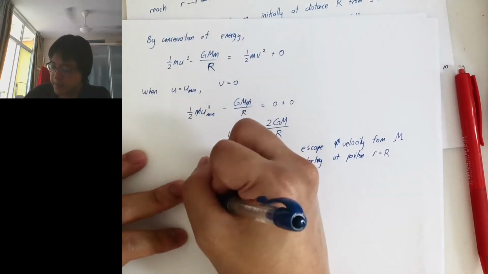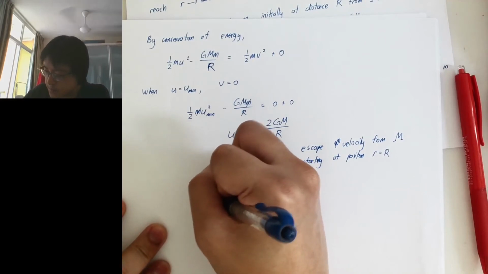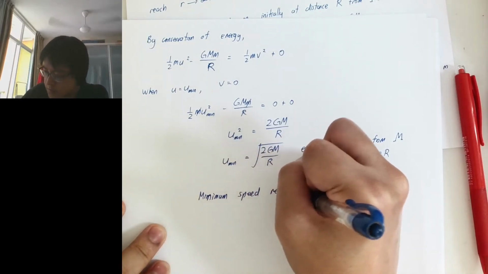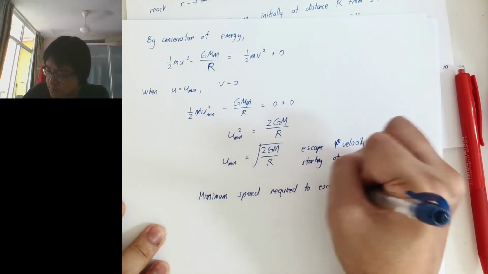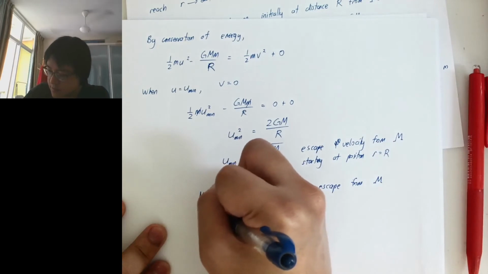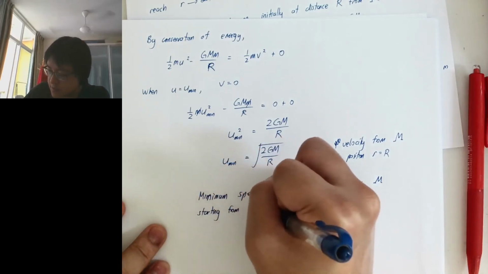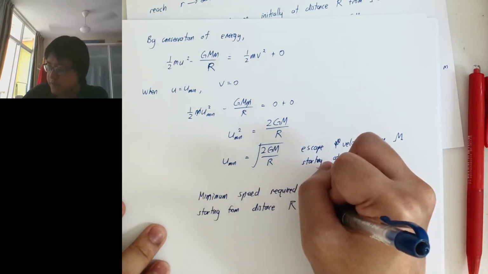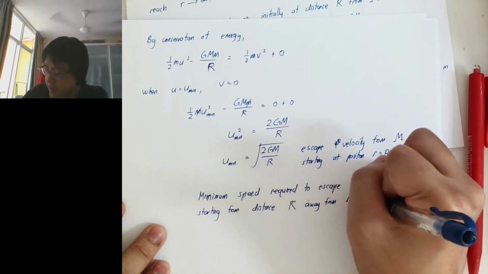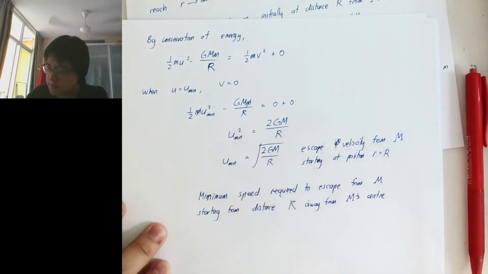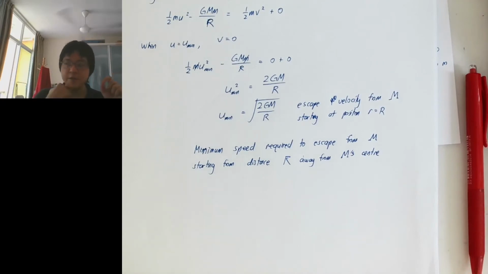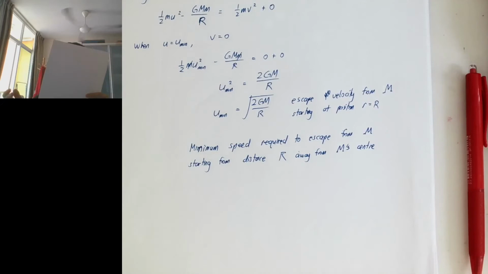Okay, so let me rephrase it in another way. This is the minimum speed required to escape from M, starting from distance R away from M, and more specifically M's center. Okay, so the distance, of course, every time we assume it should be distance from the center of mass of M. So we should write at the center of the object.